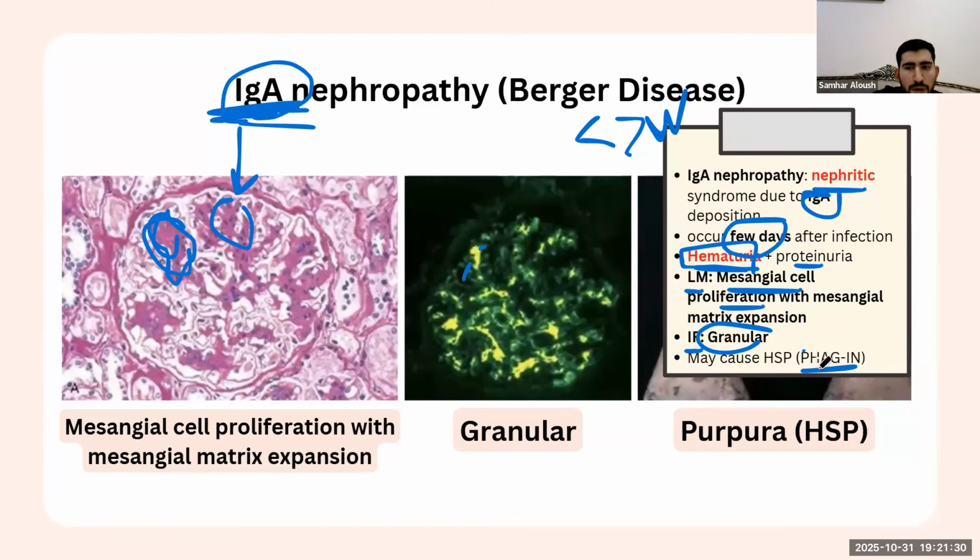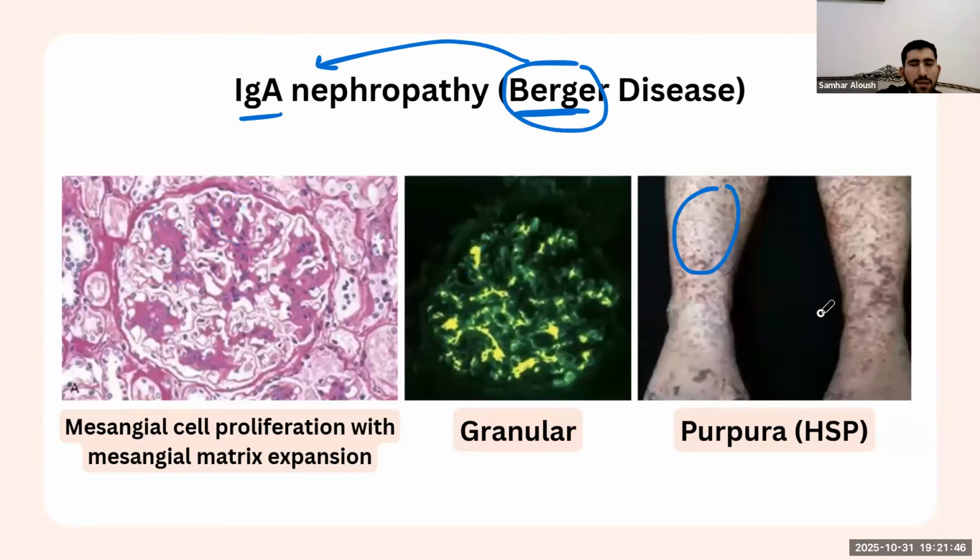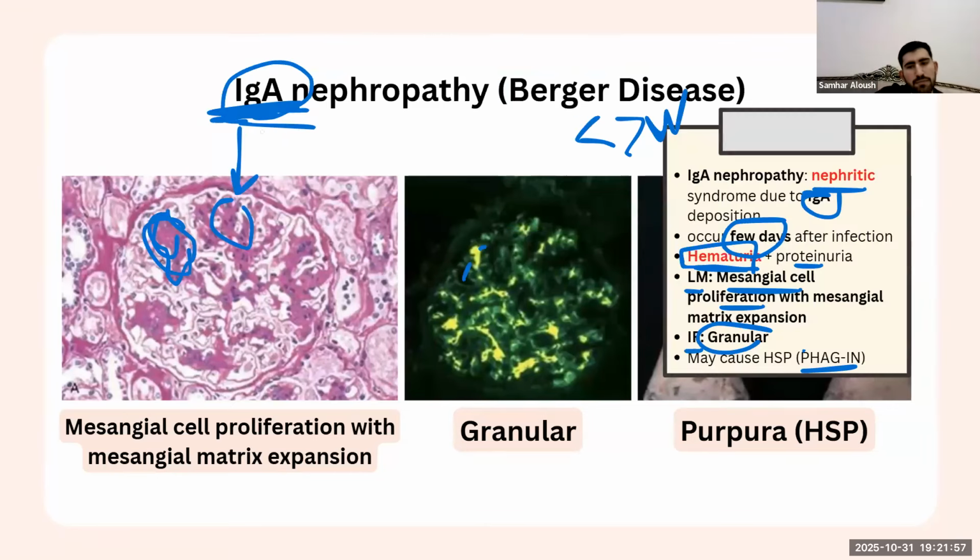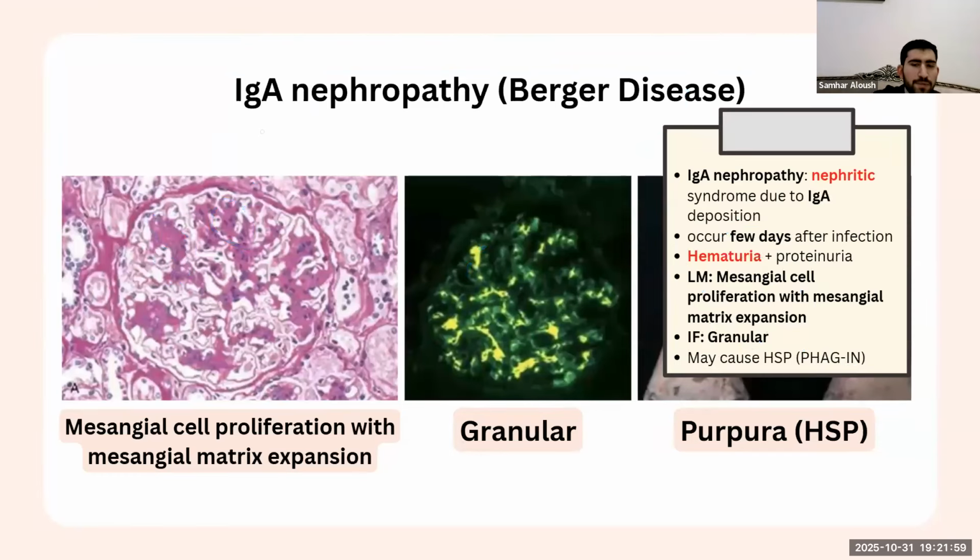So B is for purpura, H is for hematuria, A is for abdominal pain, I is for intussusception because it may lead to intussusception, and N is for nephritic syndrome. So that's not my domain. It doesn't matter. The thing that matters here is that if you see someone with purpura, that's HSP, that's IgA nephropathy. That's all I want you to know from this slide. This you want to know, you don't want to know, it's fine.